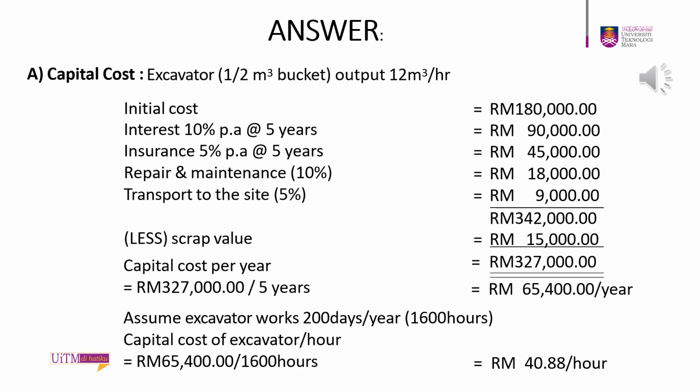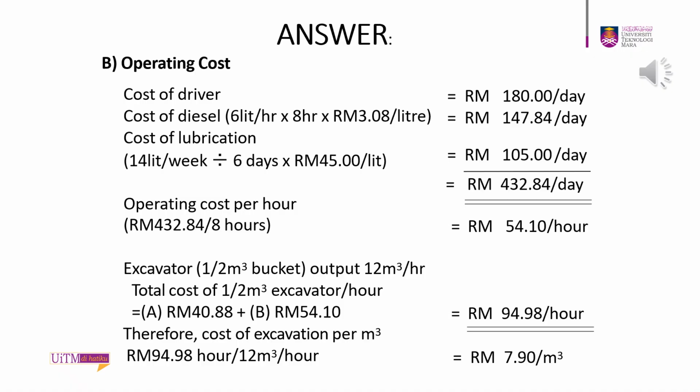and profit. This slide shows the operating cost of the excavator. We add 3 main daily expenses: the driver's wage of 180 ringgit per day, diesel cost of 147 ringgit and 84 sen per day, and lubrication cost of 105 ringgit per day. Altogether, the machine costs 432 ringgit and 84 sen per day to operate.